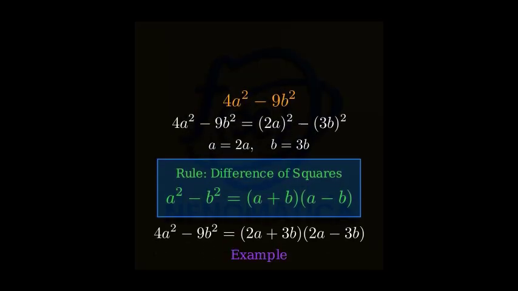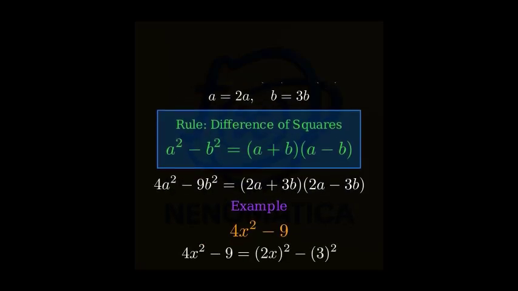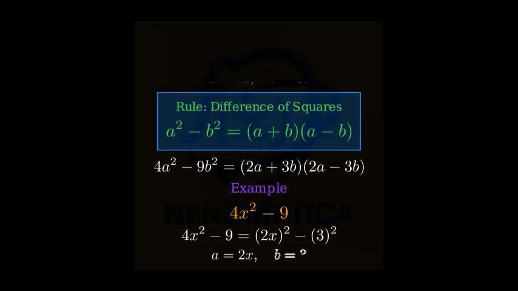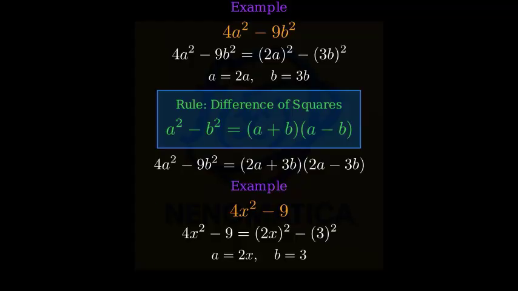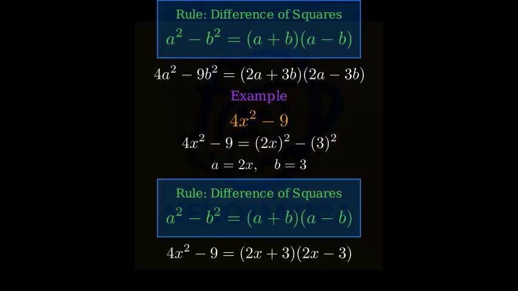Let's look at our second example from the image. We have 4x squared minus 9. Let's identify a and b. We can rewrite this as the square of 2x minus the square of 3. So a equals 2x and b equals 3. Applying our formula, we get 2x plus 3 times 2x minus 3.